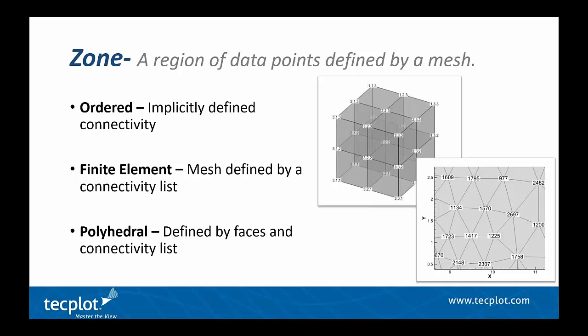You can see in the image to the right, you've got ordered values and indices going in each dimension with values at each of these points. Then, getting a little bit more complex, you get finite element data, where the mesh is defined by a connectivity list. So in the case off to the right, every single point in this mesh is defined by a connectivity list between 3 points. 977 is then connected to 1570, which is connected to 1795. And this defines the whole mesh.